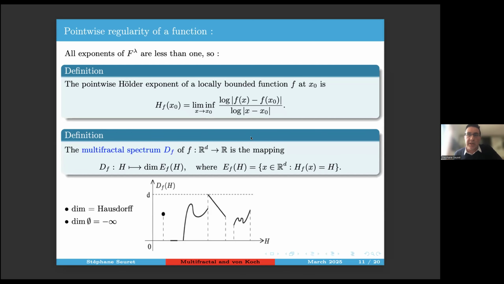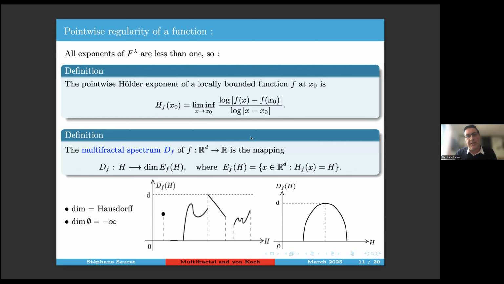And so our aim is to compute the Hausdorff dimension of the set of points having a given pointwise Hölder exponent. You fix h, and you look at the set of points having this h as exponent for f lambda, and you compute the Hausdorff dimension. This is the multifractal spectrum. And as most of you know, I would say, for such objects we most of the time expect a concave shape for the multifractal spectrum, because of multifractal formalism and theory and so on.